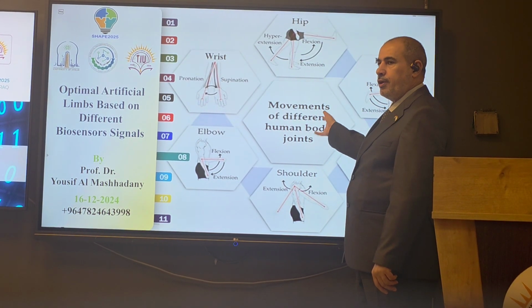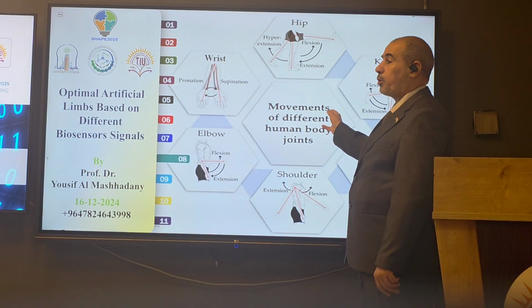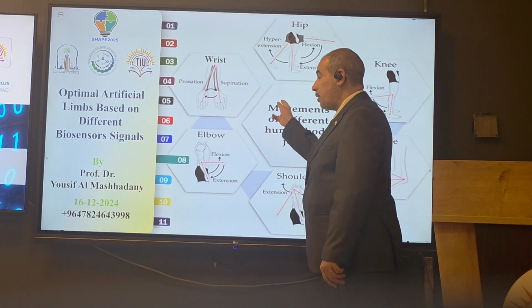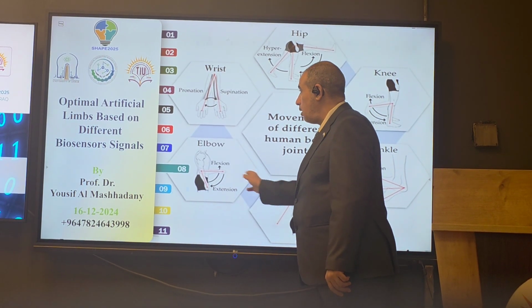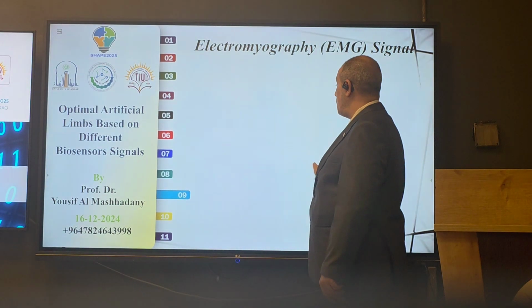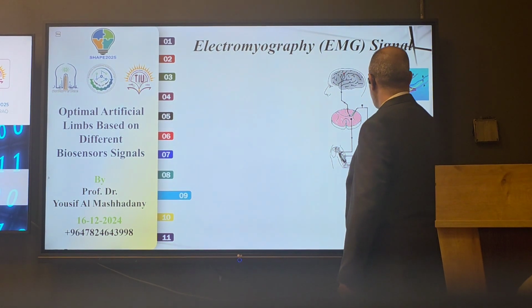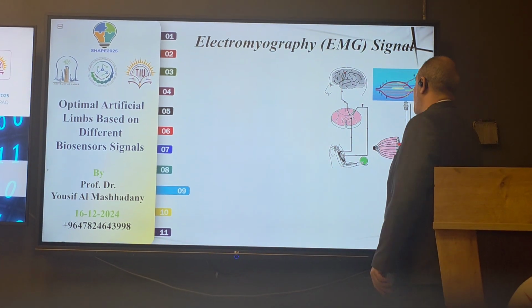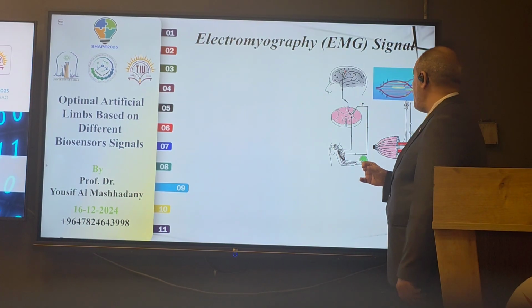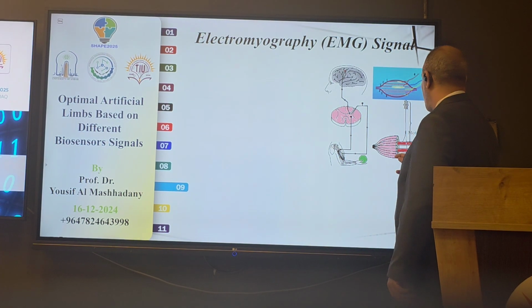According to the features from the EMG or EEG, the movement of these joints can be controlled. Now we'll explain the anatomy of the EMG signal.